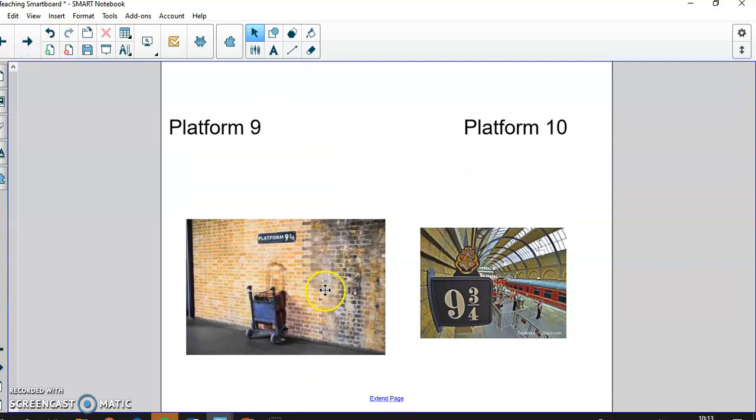You might also have been to London and seen platform 9 3/4. So it's an imaginary platform from the Harry Potter books. And it means it's in between platform 9 and platform 10 and a bit closer to platform 10. So that's the way that we'd write 9 3/4, and it means bigger than 9 but not as big as 10.